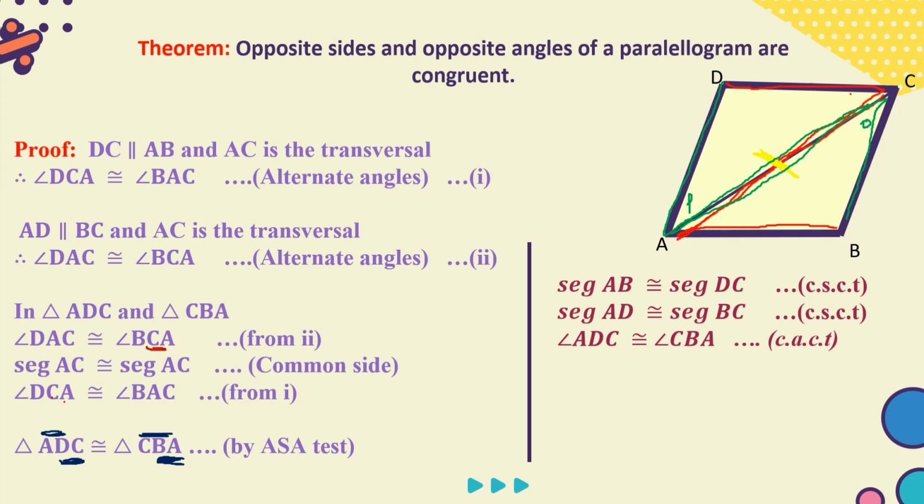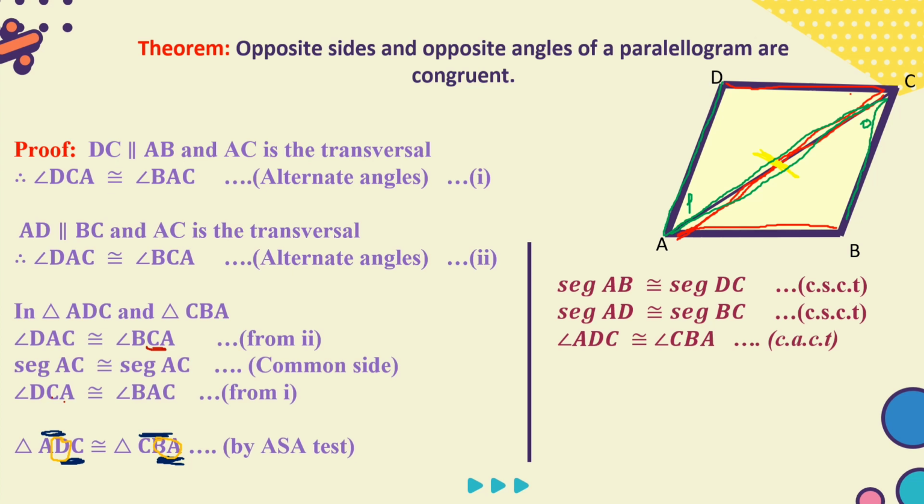Also angle D. So angle D over here, it is in the middle. So which one is in the middle? B. So angle D will be congruent to angle B. Okay. So by corresponding sides of congruent triangles and by corresponding angles of congruent triangles.